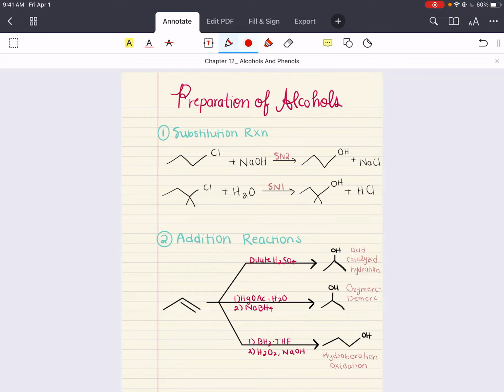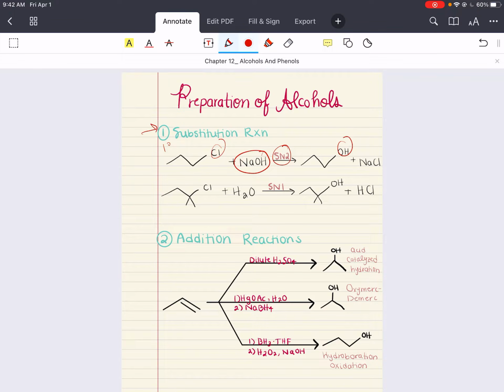For substitution, we can use either SN2 or SN1 to prepare alcohols. Alcohols can be prepared by substitution reactions in which a leaving group is replaced by a hydroxyl group. Now, a primary substrate will proceed through an SN2 reaction. So use a strong nucleophile like sodium hydroxide with a primary alkyl halide. Through SN2, we're going to replace this chlorine with an alcohol group. And there you go, we've prepared an alcohol.